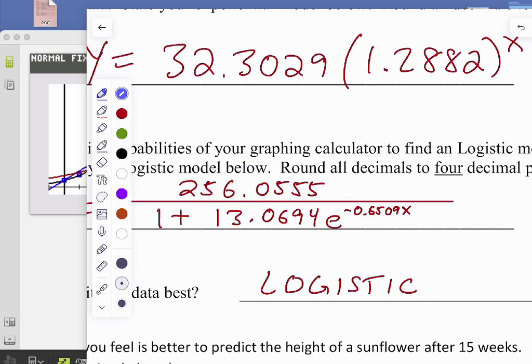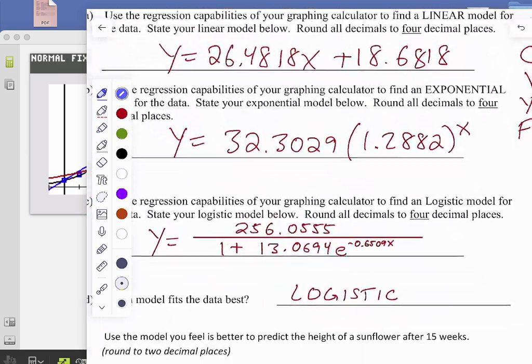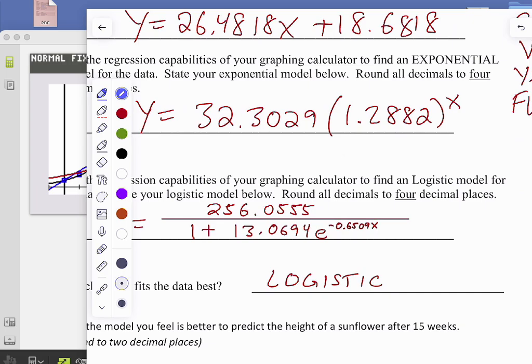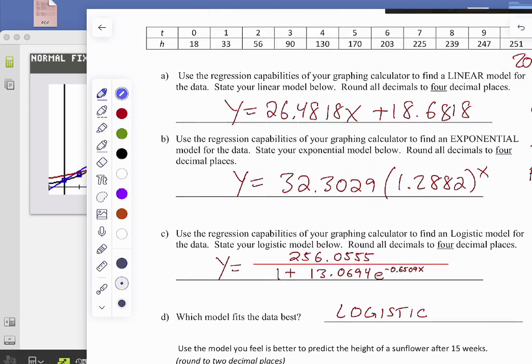Now, our model might not be the best model for sunflowers, but according to this data, it looks like this. And if this model is correct, and that's an if, then that sunflower will never get bigger than that number. You following all this? Okay, so it's a little bit about logistic. Logistic makes that S shape.